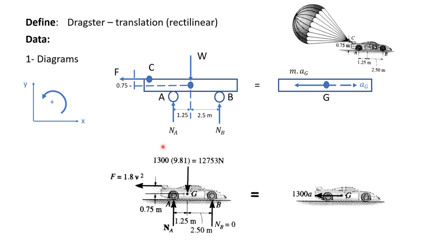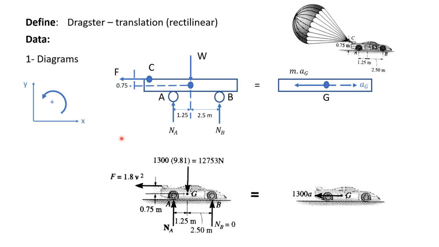And for the diagrams, this one is going to be the free body diagram. Above the point G by 0.75 meters, we have the horizontal force F, and 1.25 meters away from the point G, we have the vertical force NA. NB is 0, but it is located at 2.5 meters from the point G to the right. In the kinetic diagram, we have the mass multiplied by the AG, which drags the force to the back. We need to find the value of AG.